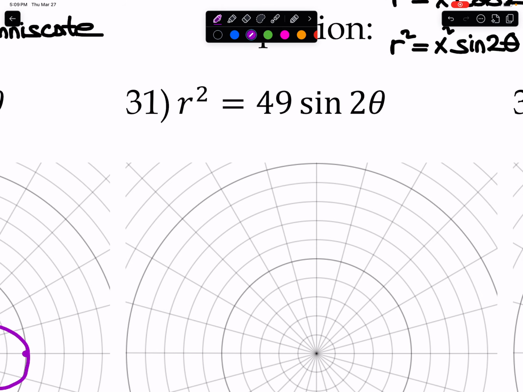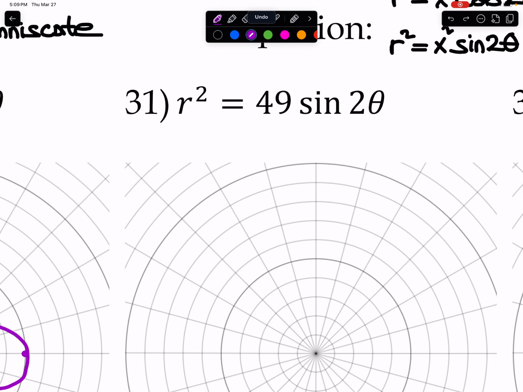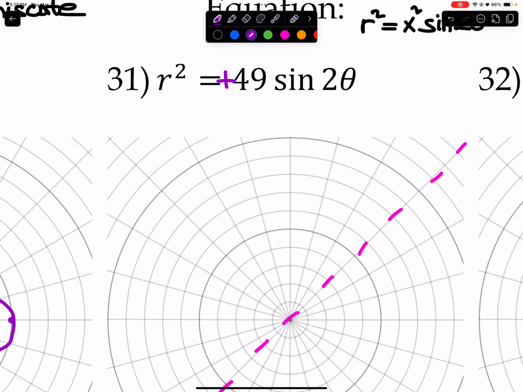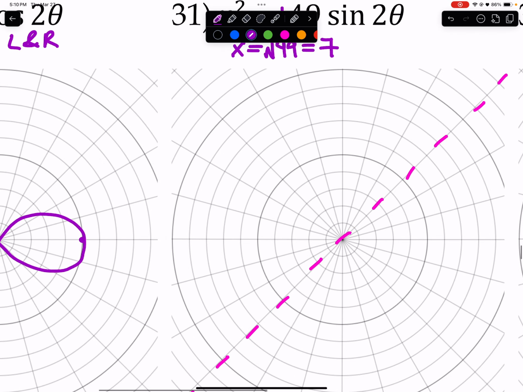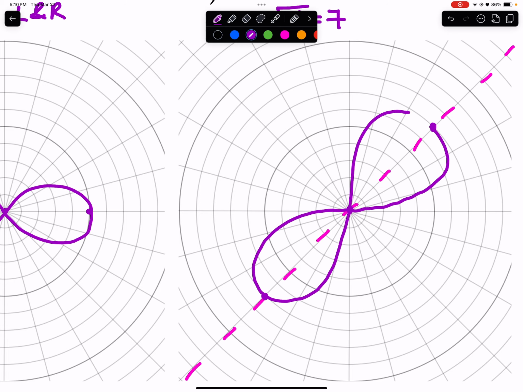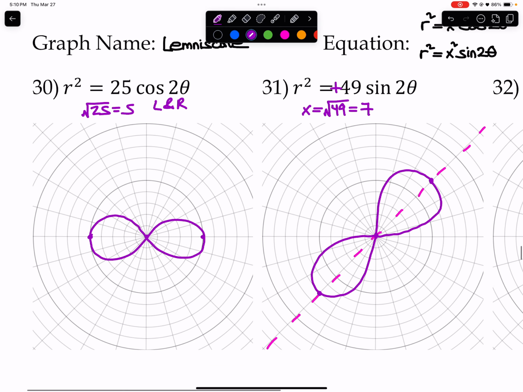Now for 31, we're dealing with a sine equation, and it's a positive sine. So that tells me that we're going to be going towards pi over 4 and 5 pi over 4. So we're going to be following kind of these directions. In order to find the distance, I know my x value is going to be the square root of 49, which means the distance from the pole on either side will be 7. So I'm going to go to the 7th concentric circle, and then we're also going to include the pole. And that would be your graph of your lemniscate for sine.